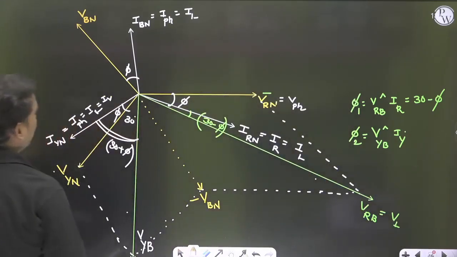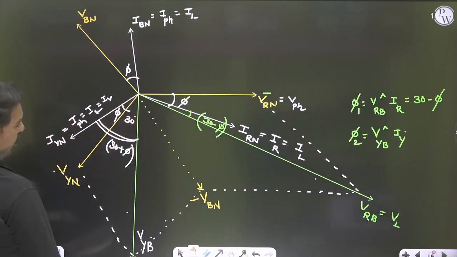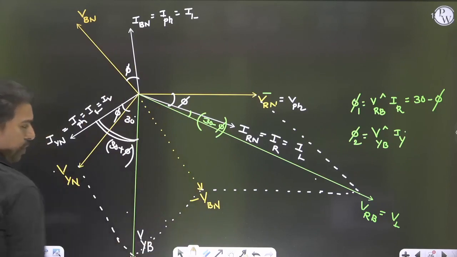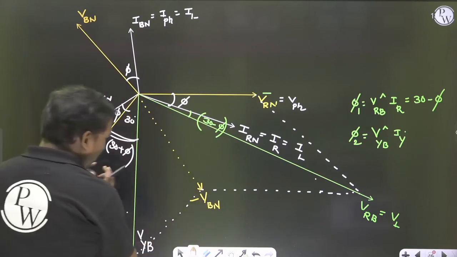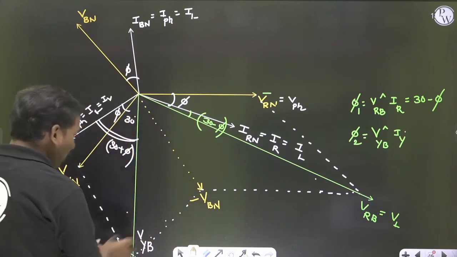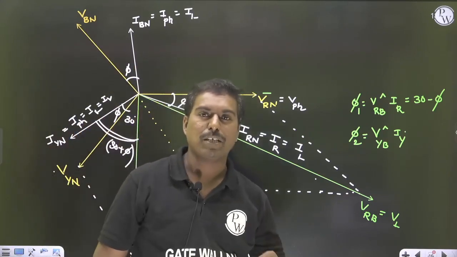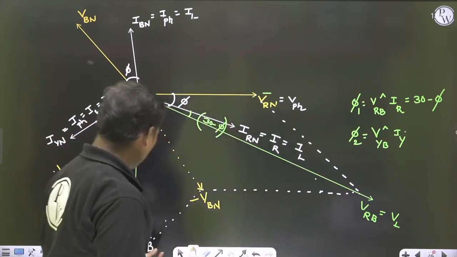VYB means what? This is the VYN. So these are the negative side. If I take the negative side, it is nothing but minus VBN. The resultant of VYN and minus VBN is the VYB. VYB is the sum of VYN plus minus VBN. So that is VYB.